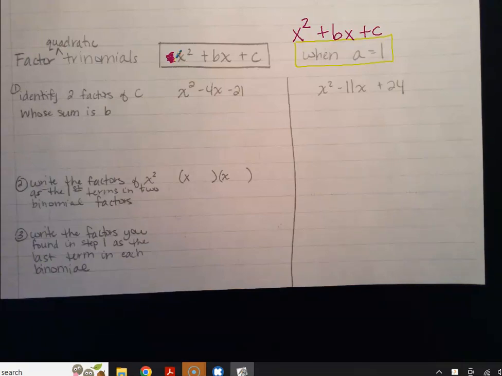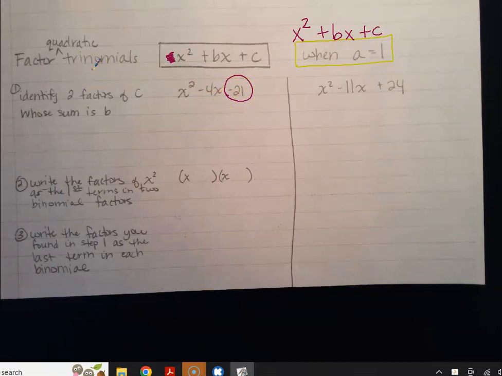Okay, so this is the fun part. When we have this, we want to identify two factors of c. So this is my c value, right? Negative 21. These are the steps, 1, 2, 3 steps, and this is our first example problem.